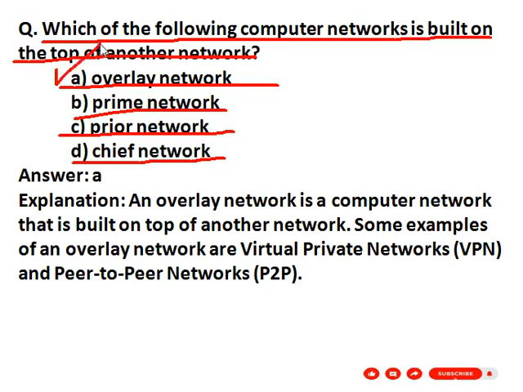So what is overlay network? An overlay network is a computer network that is built on top of another network. Some examples of an overlay network are virtual private networks (VPN) and peer-to-peer networks, P2P.